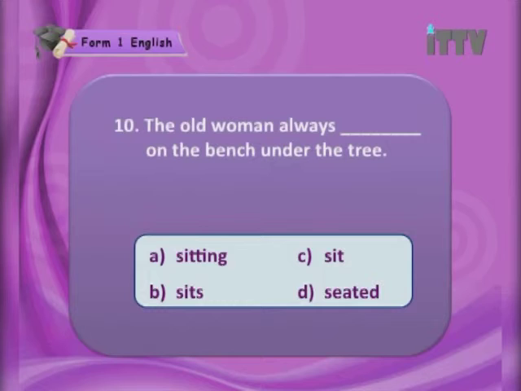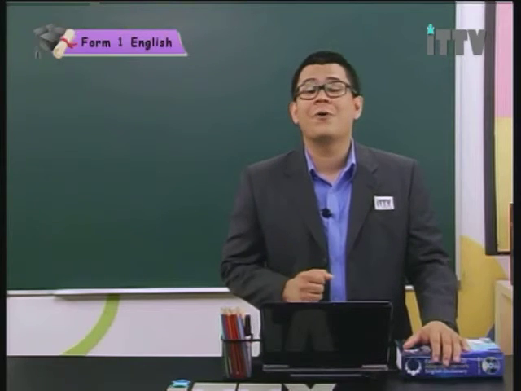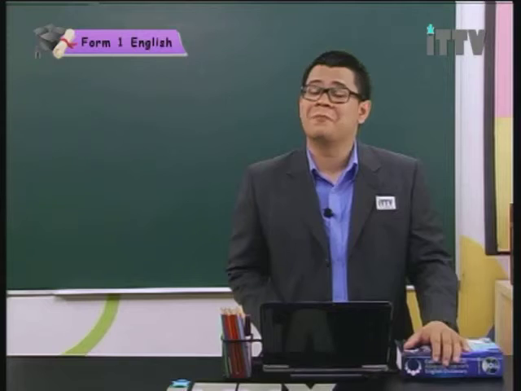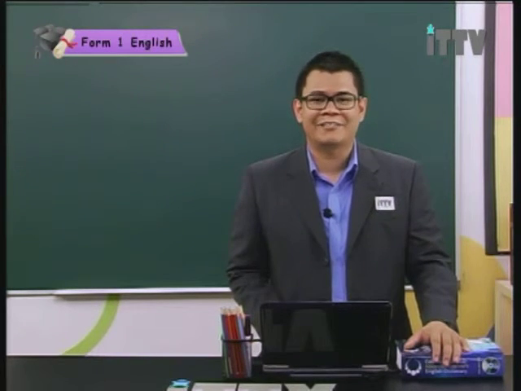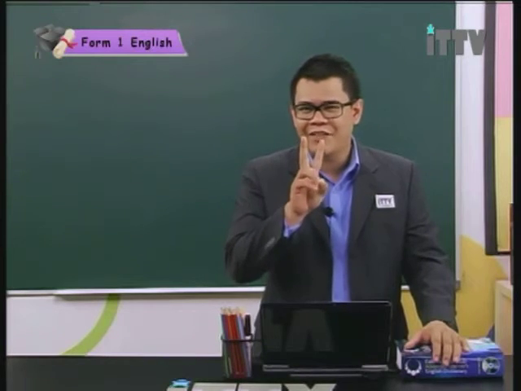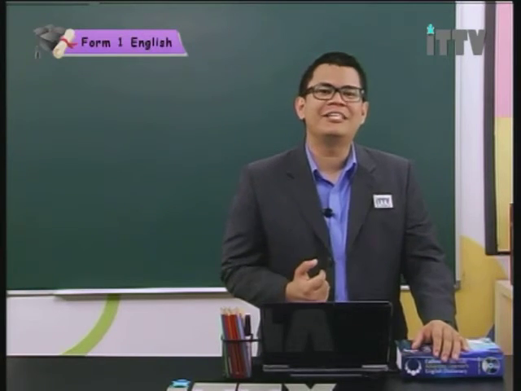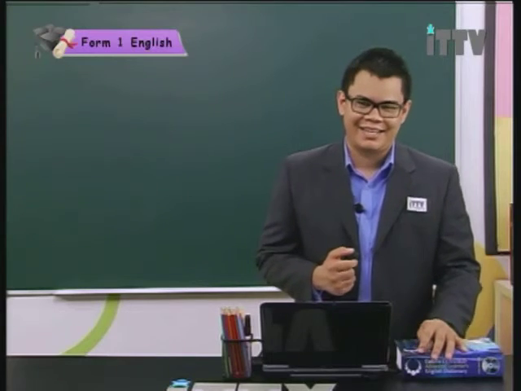Are you ready? Let's take a look at the answer for the last question. The old woman always sits on the bench under the tree. The answer is B, sits. So the old woman, again, is only one person, so the answer is sits with an S. So with that, we have done 2 exercises to teach you about simple present tense.